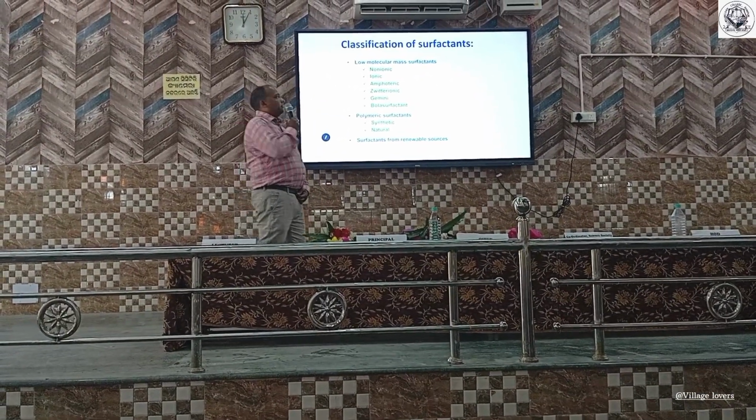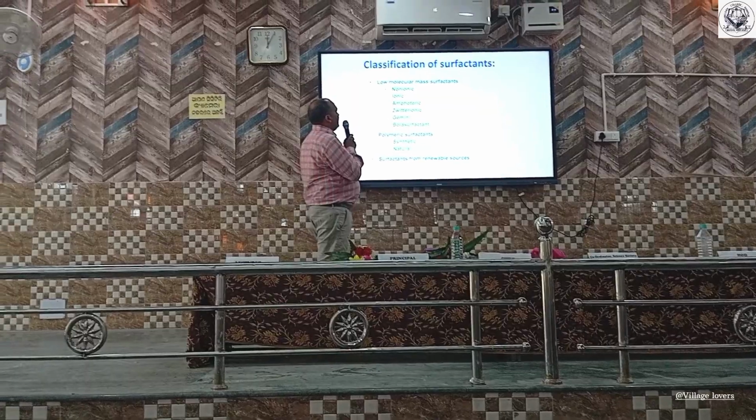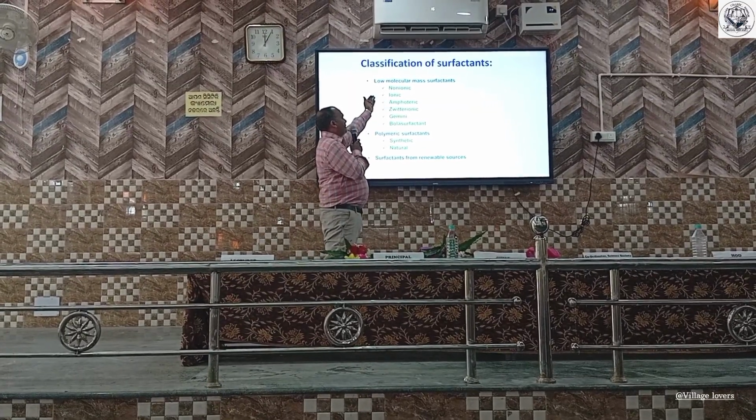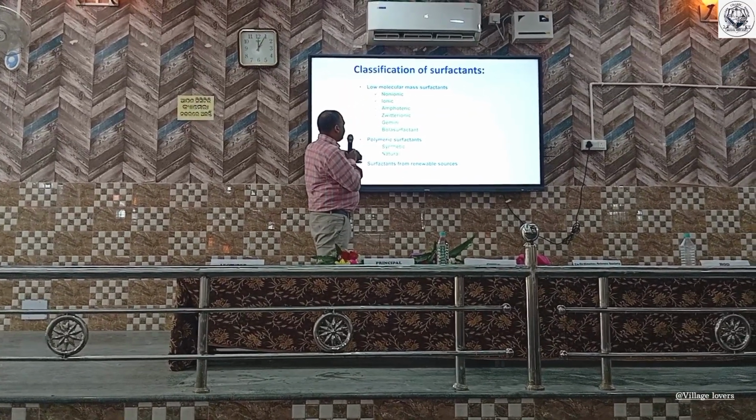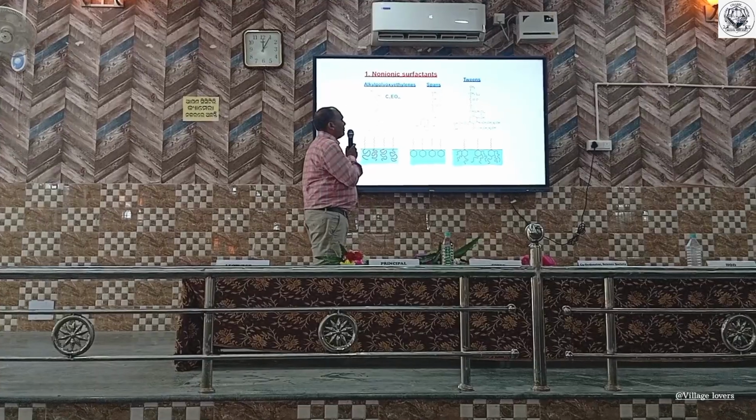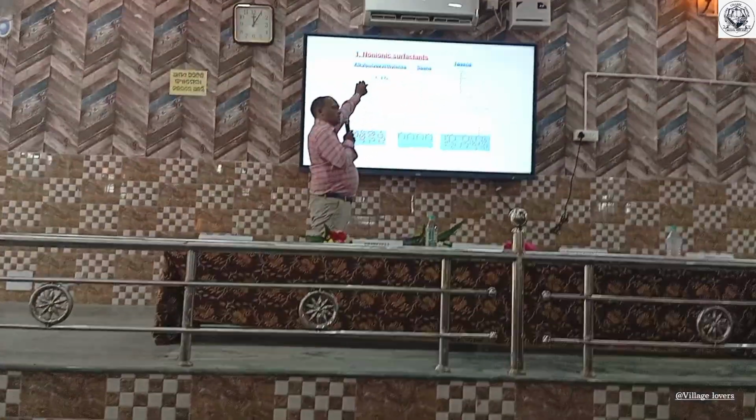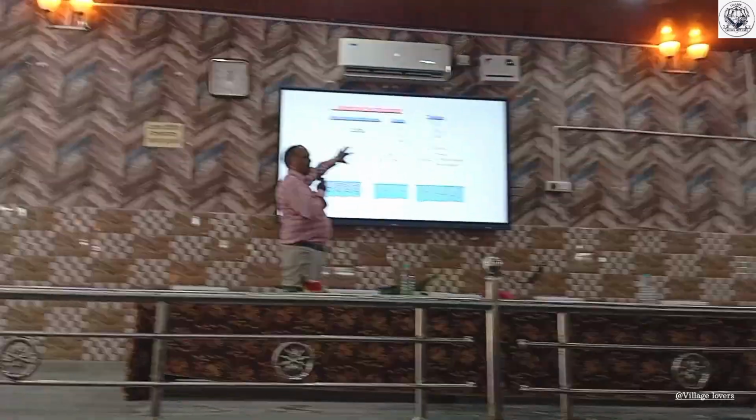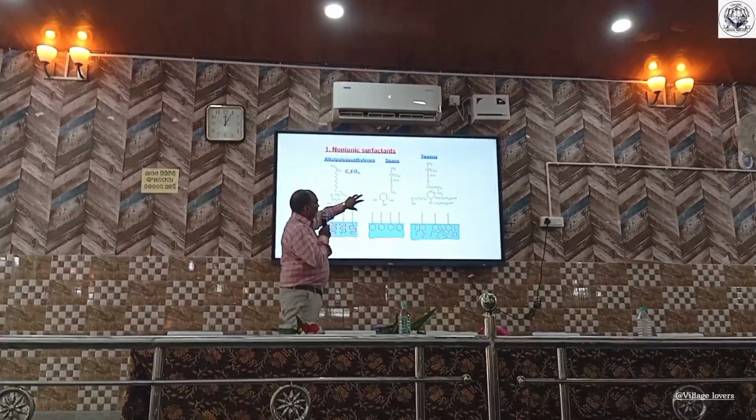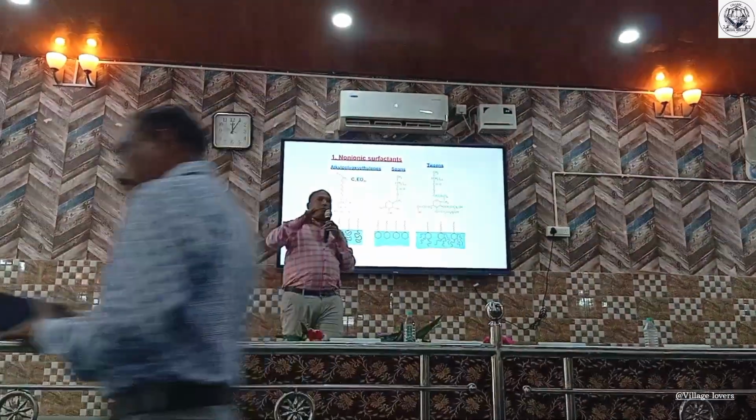So these are the different classifications of surfactant. We can have non-ionic, ionic, and zwitterionic. These are all non-ionic surfactants. Here, this is the tail part, which is the water insoluble part, and this is the polar part. Polar means having more electronegative atoms.